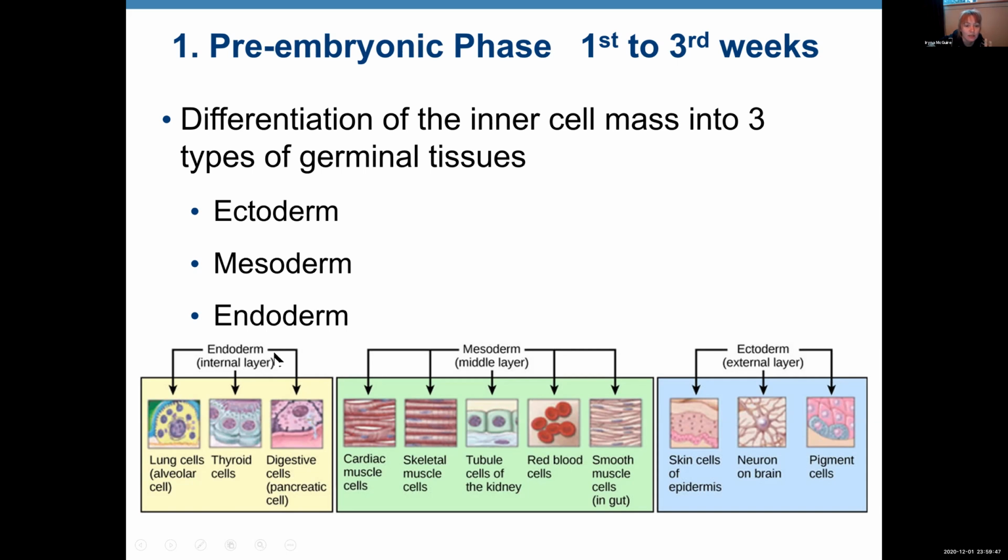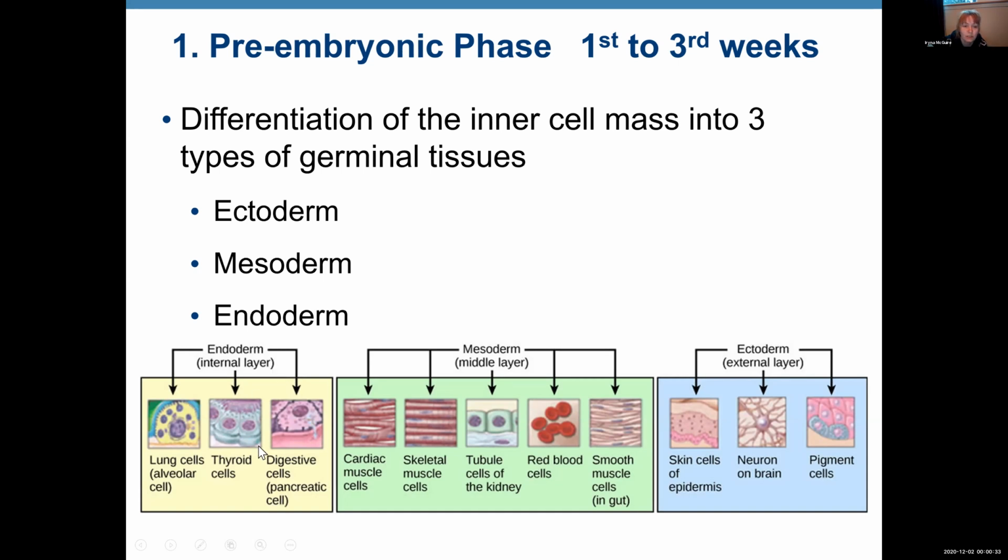From endoderm, we actually develop lining cells of alveolar cells, thyroid cells, digestive cells. So this will be part of the epithelial cells. Epithelial cells develop from all these three layers, right? But from mesoderm, you form muscle cells, right? And connective tissue cells. From ectoderm, we develop skin cells or epidermis, neurons of the brain, and pigment cells, right?